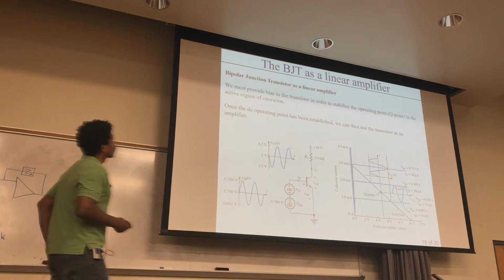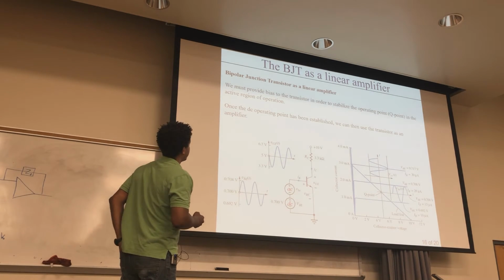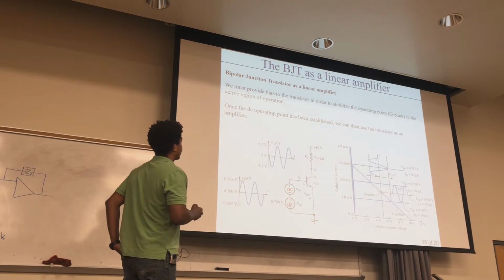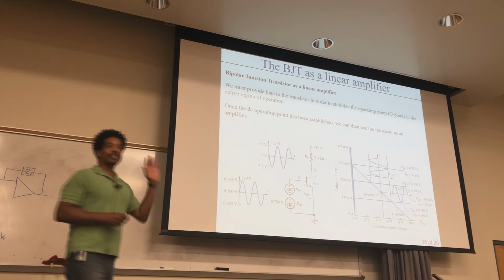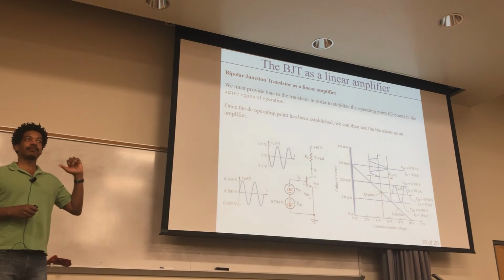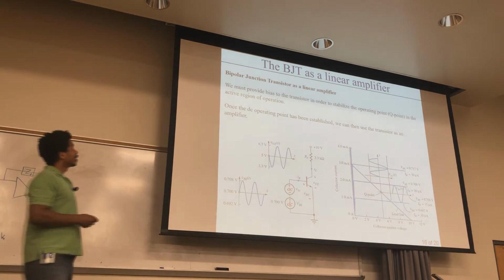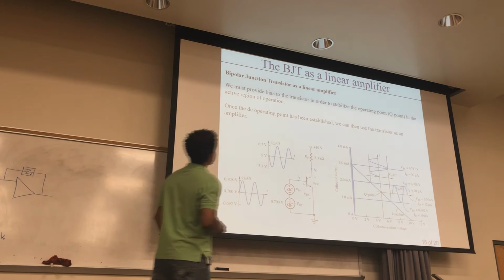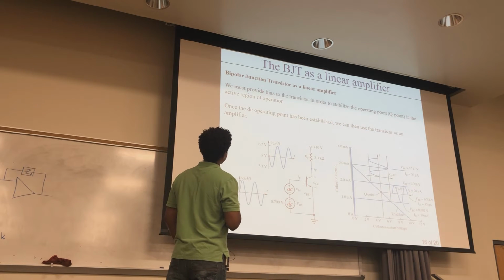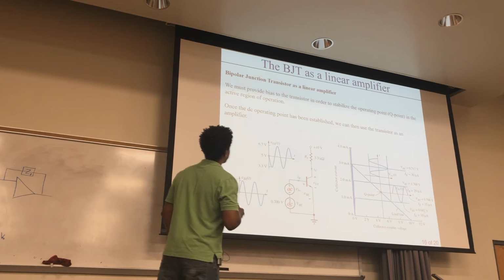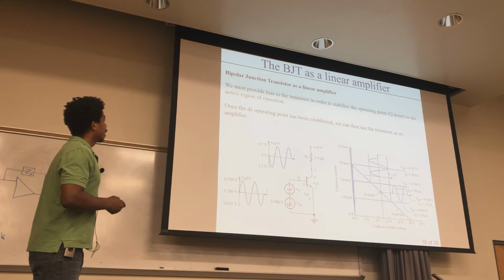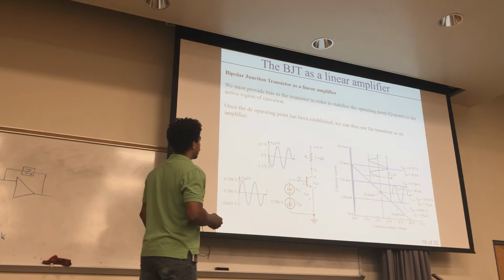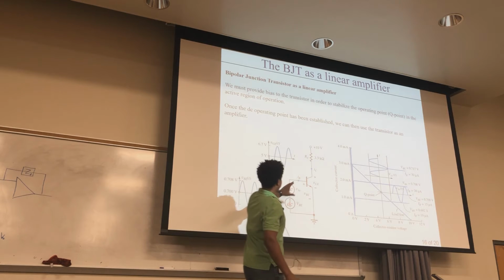So let's look at the BJT first as a linear amplifier. Then we'll go to the MOSFET. Have you dealt with BJTs before, like in the previous class? Okay, good. So a BJT is a bipolar junction transistor, right? But you can use it as a linear amplifier. So this is it right here.